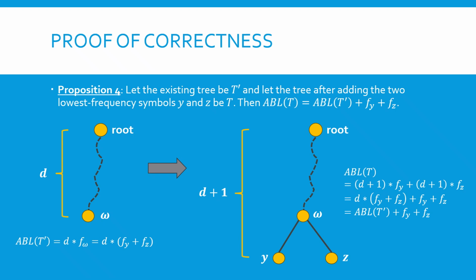Now, consider the tree T, shown on the right. In T, the symbols Y and Z are placed as children of omega. So the depths of both root to Y and root to Z paths are D plus 1. The combined contribution to the ABL is therefore D plus 1 times the sum of Fy and Fz. Compared with T prime, this increases the ABL by exactly Fy plus Fz, which proves the proposition.